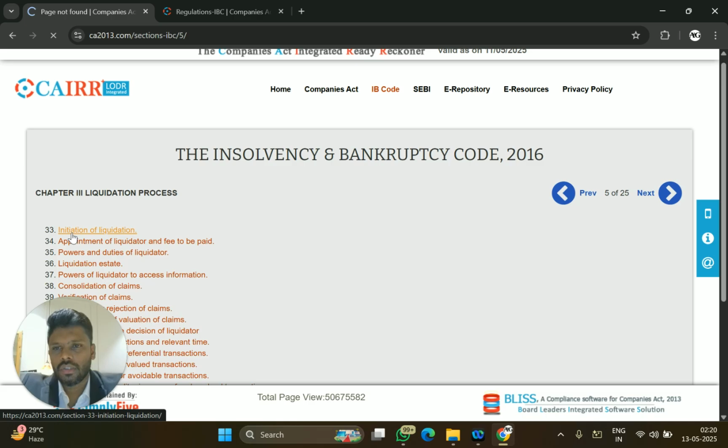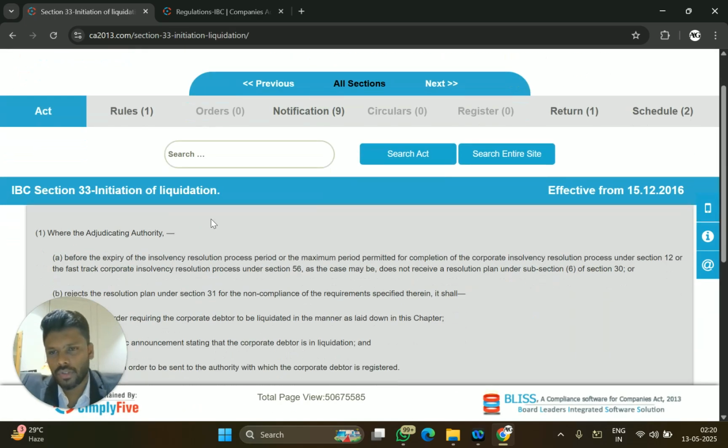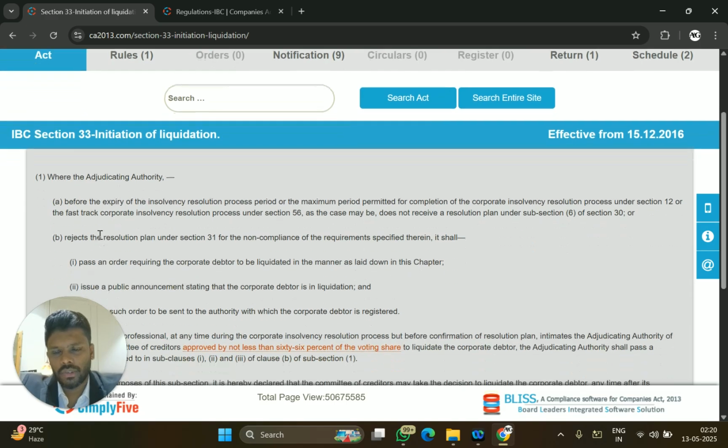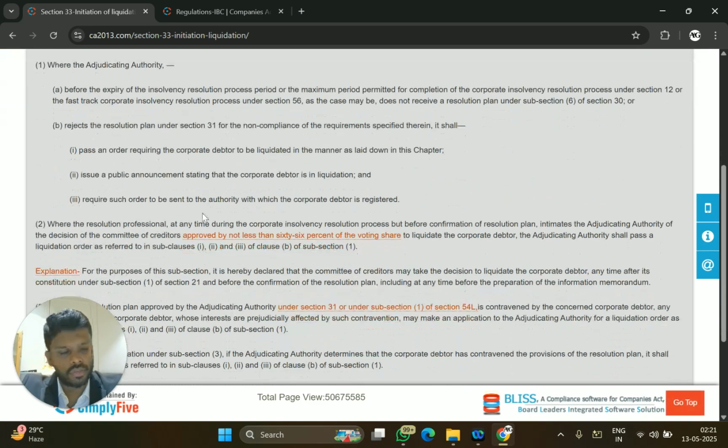So coming back to the question as to in what circumstances the liquidation would be initiated, the initiation of liquidation is detailed under section 33. This is the first provision of the liquidation part. So there are 4 circumstances. Let me list them down. One is after expiry of 330 days or within the extended timeline, if there is no resolution plan, the NCLT can go ahead and initiate liquidation. Second circumstance, when the COC rejects all the resolution plans, whichever case, there is no resolution plan on the table, NCLT can go ahead and initiate liquidation. Third circumstance, in case the COC during the CIRP process passes a specific resolution to initiate liquidation of the company, and when that resolution is put forth before the NCLT, it can initiate liquidation.